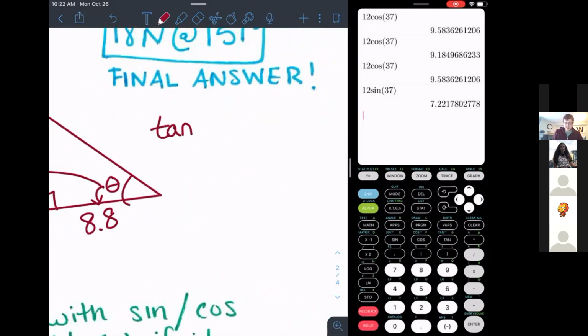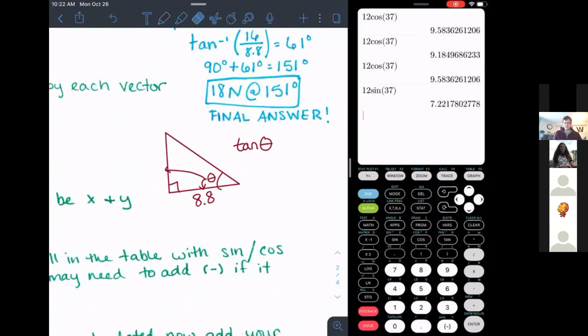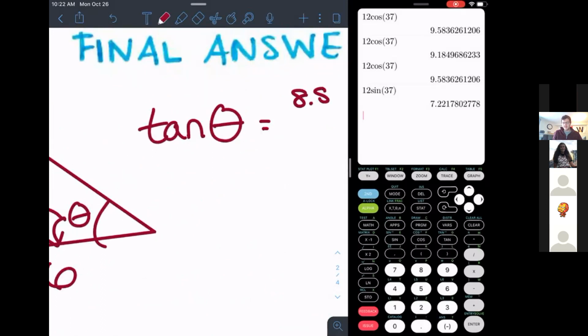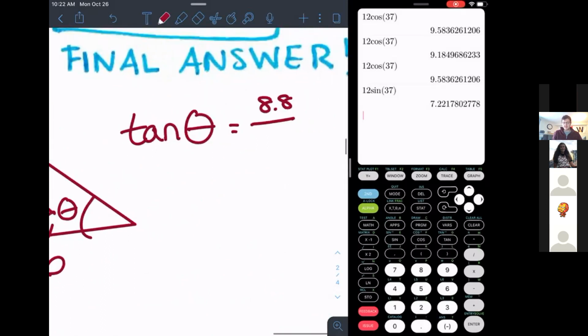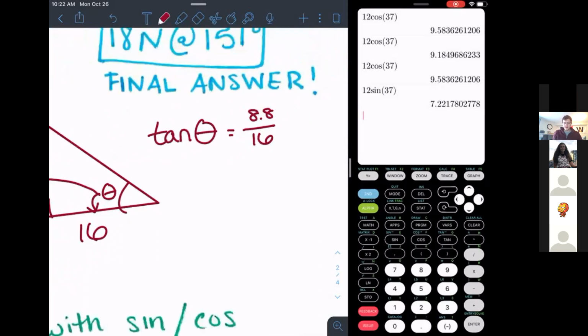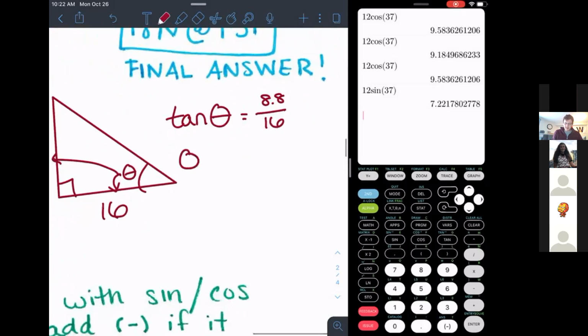Sorry to interrupt. Isn't x negative 16? Oh, thank you. Did I flip them? Yeah. Thank you so much. So I'm using tangent of my opposite, which is 8.8, over my adjacent, which was 16. And so if I want to find my angle, I take the inverse tangent of that value.